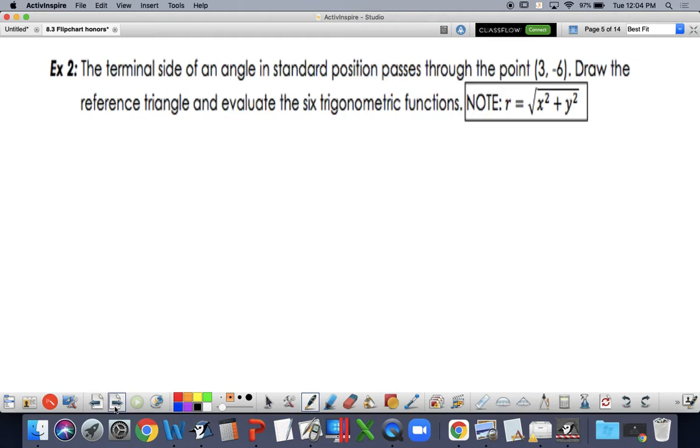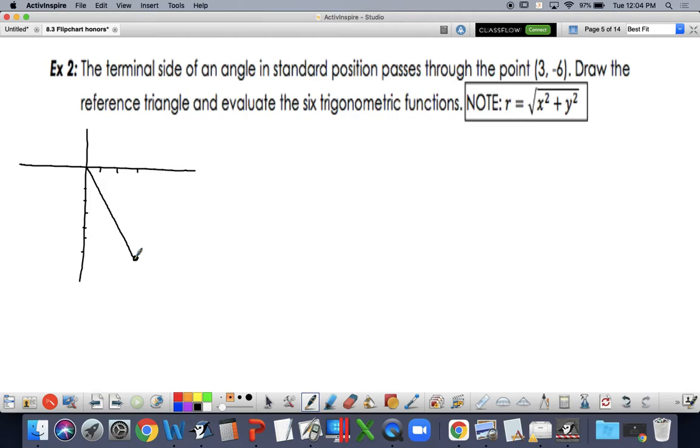So the terminal side of an angle in standard position passes through the point (3, -6). Draw the reference triangle and evaluate the 6 functions. Okay, so the first thing I do is I draw a picture. I put my coordinate point there. I have 1, 2, 3, down 6. Here's my coordinate point. Not drawn to scale, perfectly fine. I connect my origin to that point.